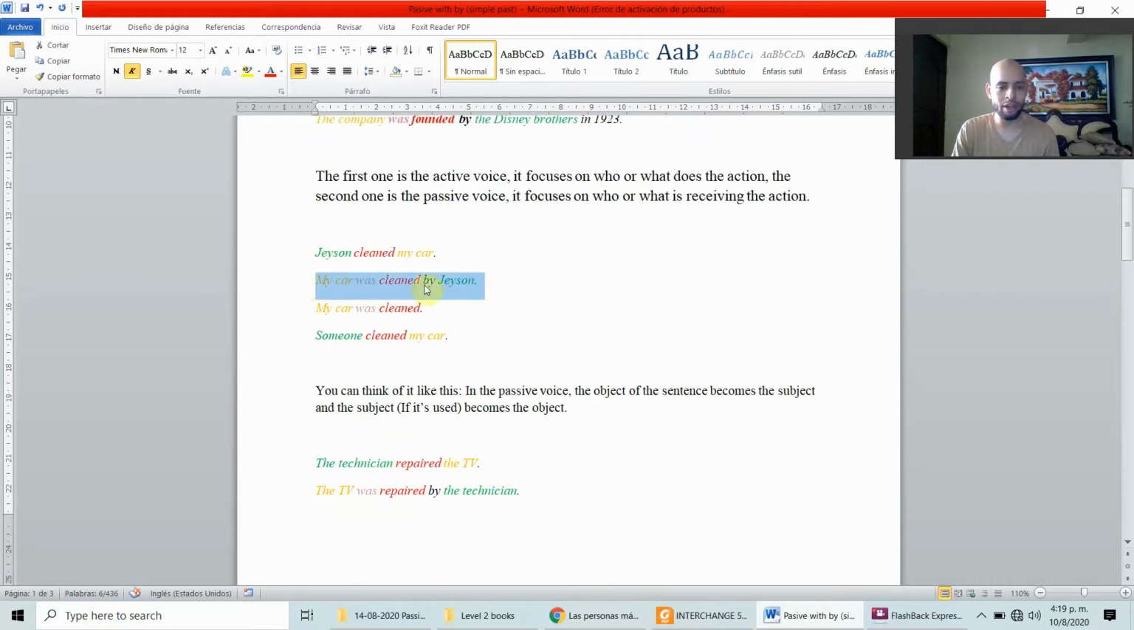But here we can also use, if we know the person, we can put it at the end with by, as this grammar says. We are explaining the use of by as well. You can think of it like this. In the passive voice, the object of the sentence becomes the subject, and the subject, if it's used, becomes the object.